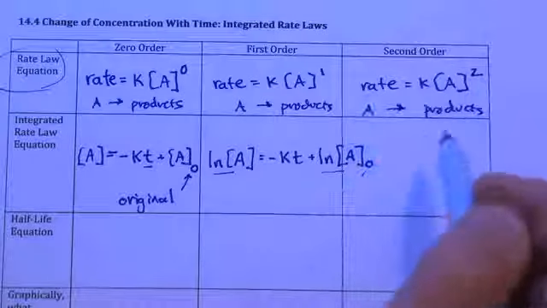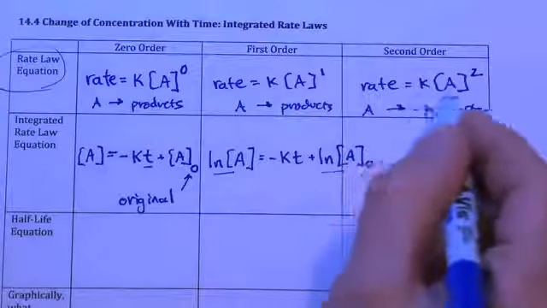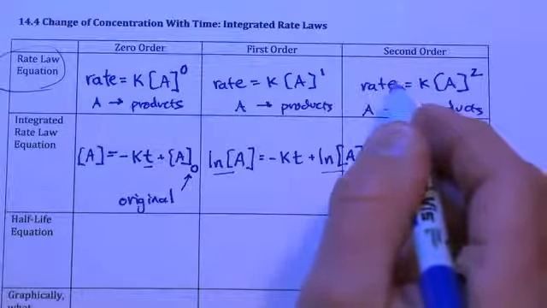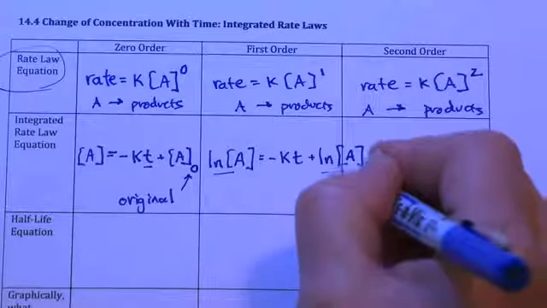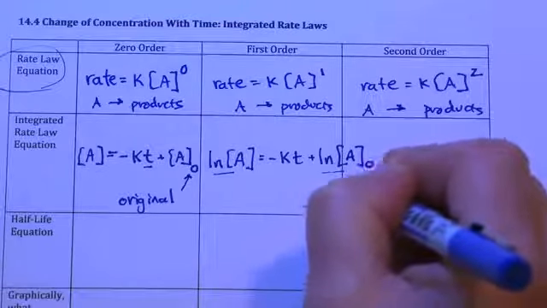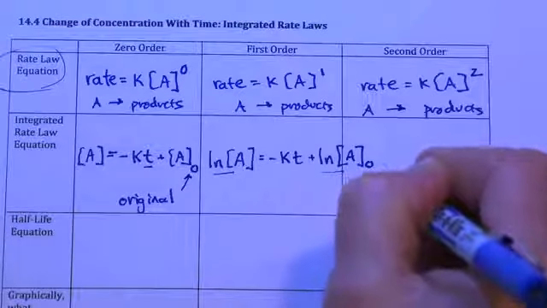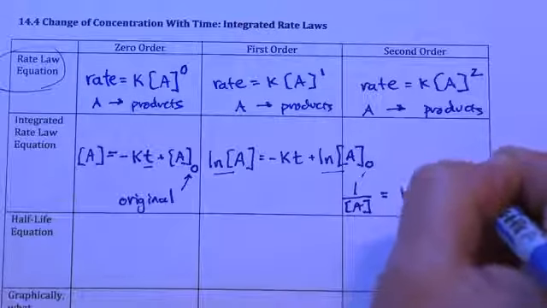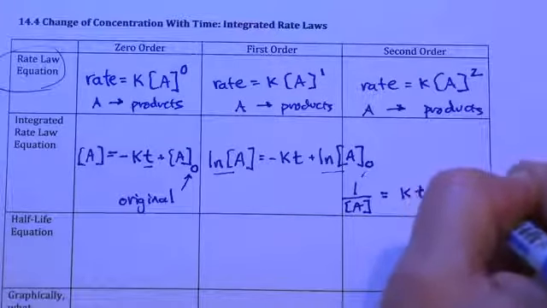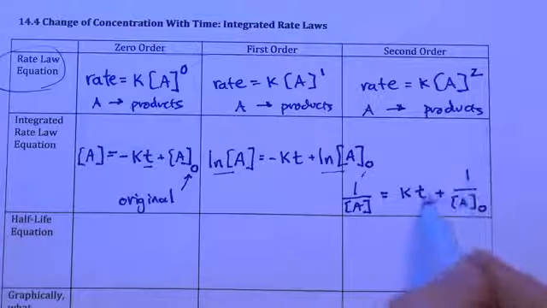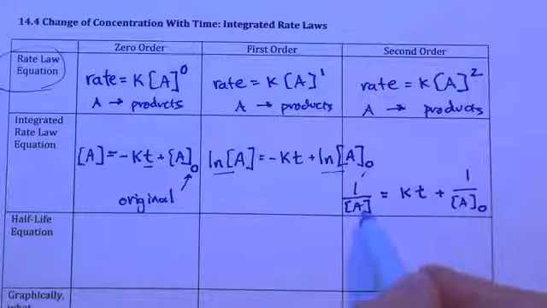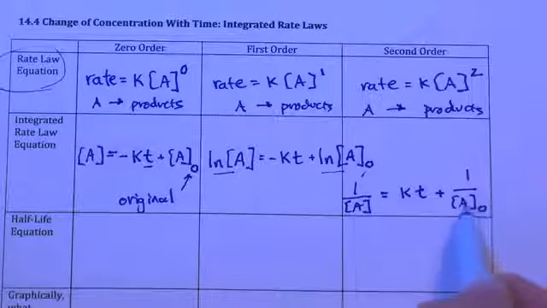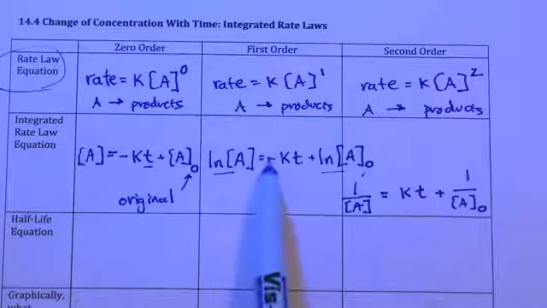Okay, the next equation is the second order integrated rate law equation, and if we take this expression and perform integration on it, then you end up with the equation of 1 over the concentration of A is equal to K times T plus 1 over the concentration of A original. K, once again, is the rate constant, T is the time, A is the concentration at that particular time, and A naught, or A0, right here is the original concentration. So 3 new equations for you to know.